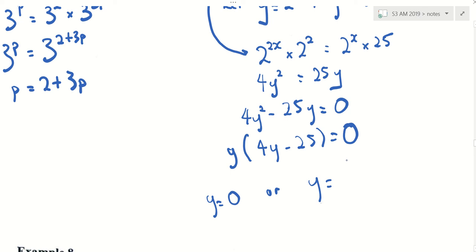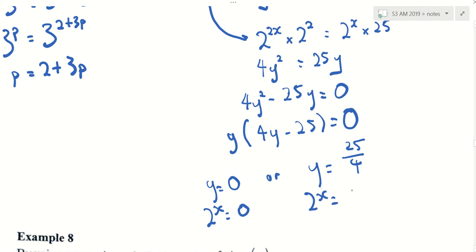Or y equals to 25 over 4, right? The answer key is wrong. Oh, answer key correct. But we are not looking for y, right? We are looking for x. So what should I do? No, what should I do after this step? Should I replace the x back? I replace. So 2 to the power of x equals to 0. 2 to the power of x equals to 25 over 4.